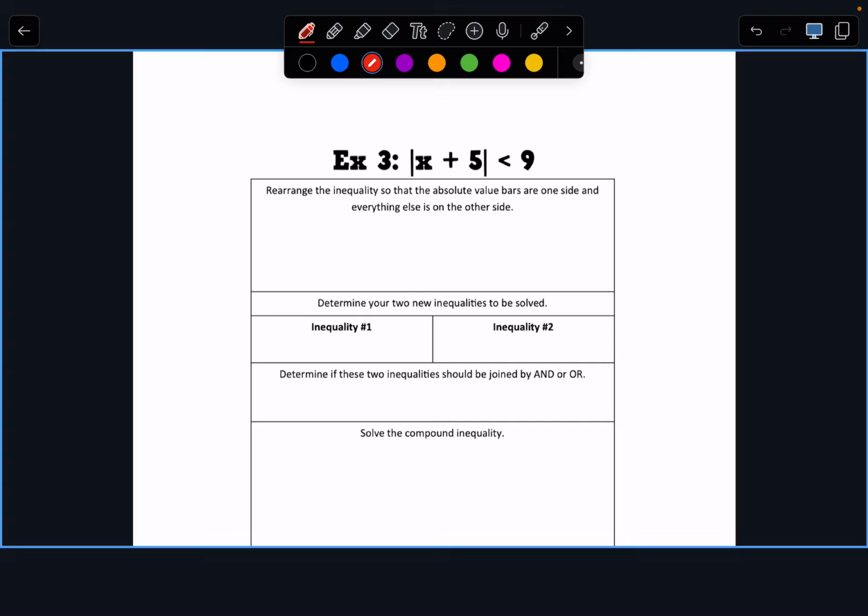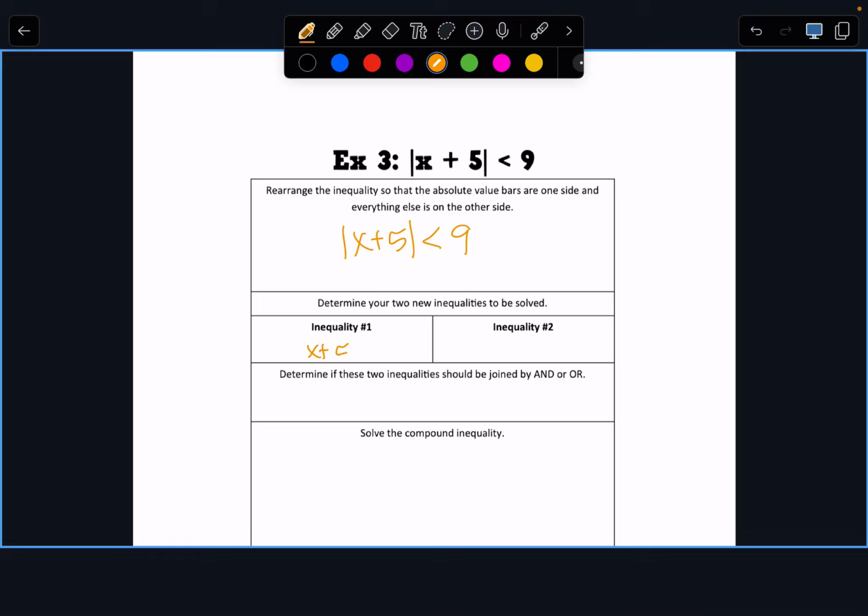Okay. So is the inequality by itself? Is the absolute value by itself? Okay, so we're like 50-50 right now. Here's the absolute value. Is there anything else? Okay, so it is by itself. I cannot move that 5 right now, okay? Now, we need to write our two inequalities.